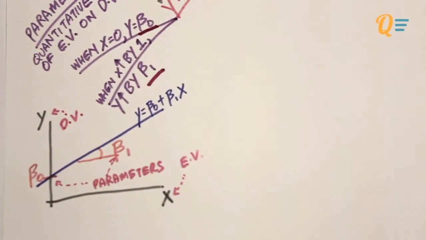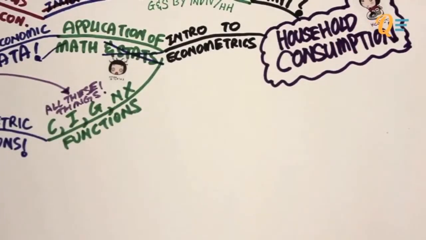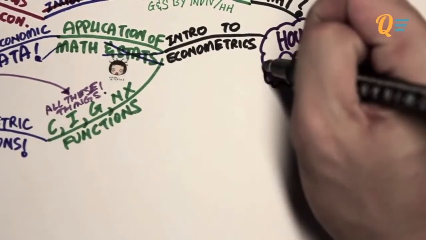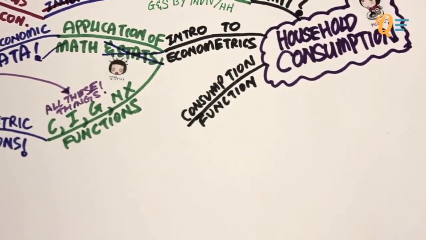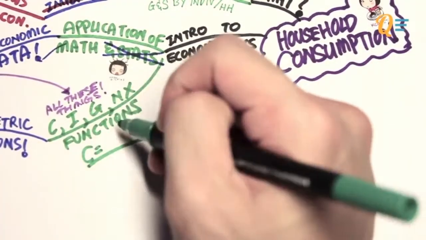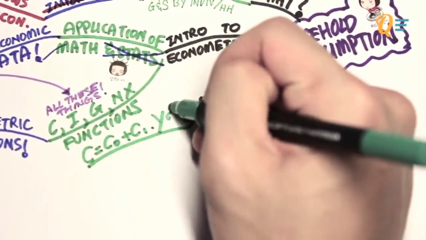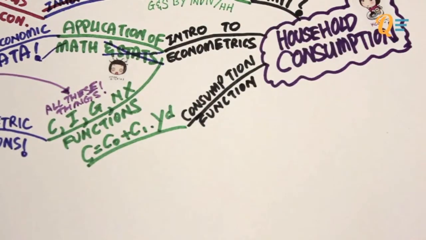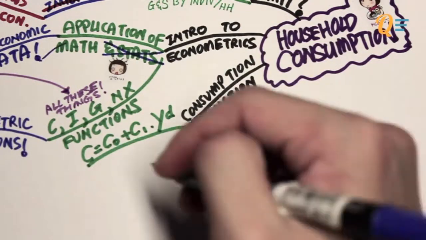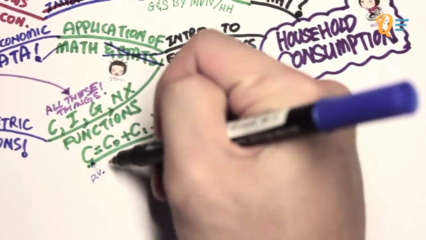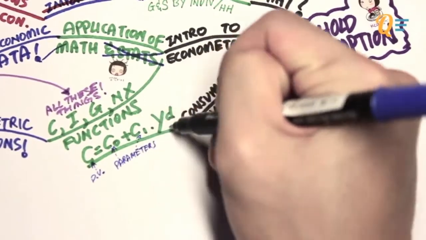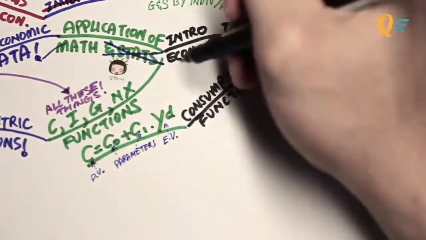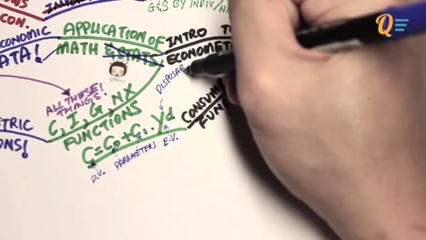It's very simple. So now that you understand how econometric functions work, we will now learn how to estimate the total amount of consumption in an economy. So the consumption function is defined as such. Total consumption equals C0 plus C1 multiplied by YD. And YD stands for disposable income. As you can see, total consumption is the dependent variable. C0 and C1 are your parameters. And disposable income happens to be your explanatory variable.